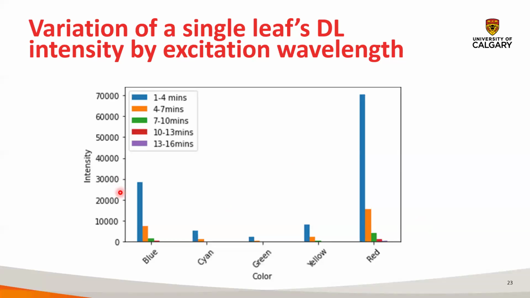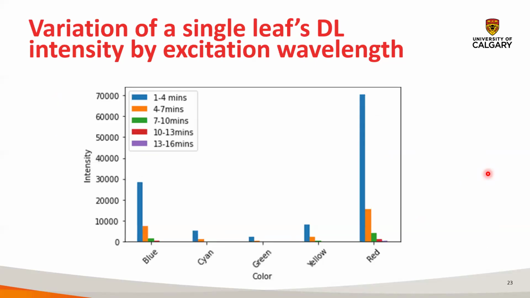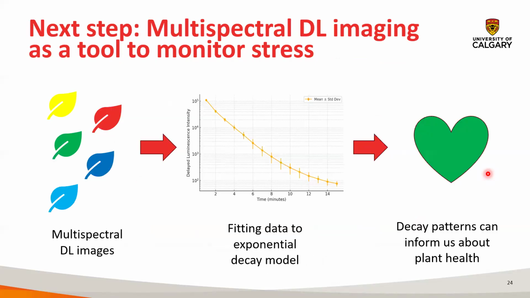Now this was done on a single leaf, but we want to take this further and build a data set of multispectral delayed luminescence, where this is done in the same 5 colors that we have in our lab. And the data is then fitted to an exponential decay model. We have some preliminary data, but that is not being shown today.